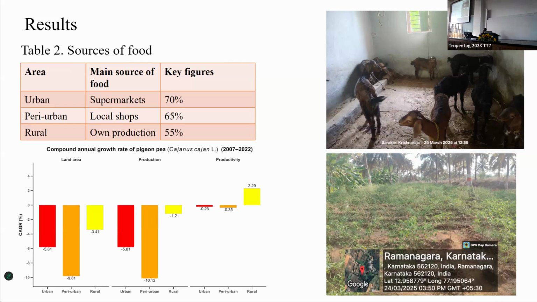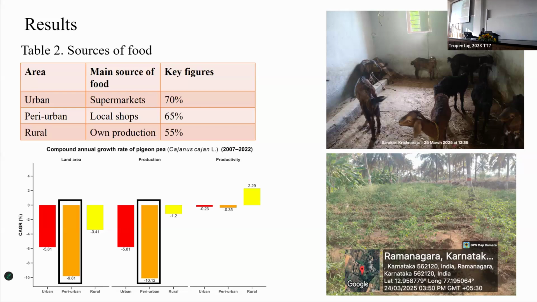And if you see the compound annual growth rate of pigeon pea, which is one of the major crops grown in the region of the study, we see that even in the urban area, it's been decreasing, but it's already urbanized. The main focus was to see the decrease in the land area and the production of the main crop. It's showing minus 9.81% in the land area and minus 10.12% in production of the main crop. So we see that peri-urban is stuck between not growing their own food and not yet being completely urbanized.